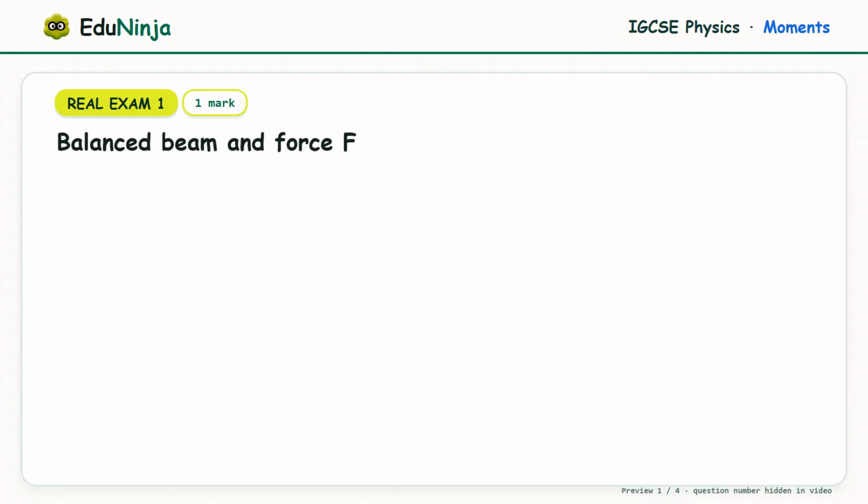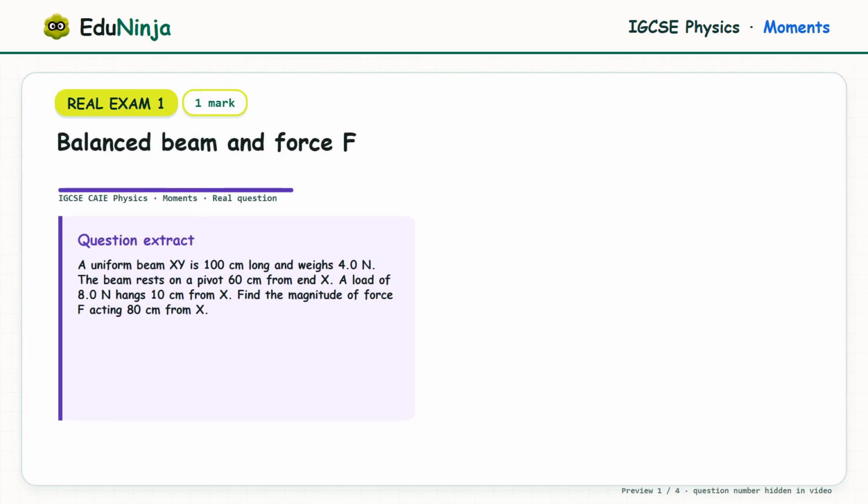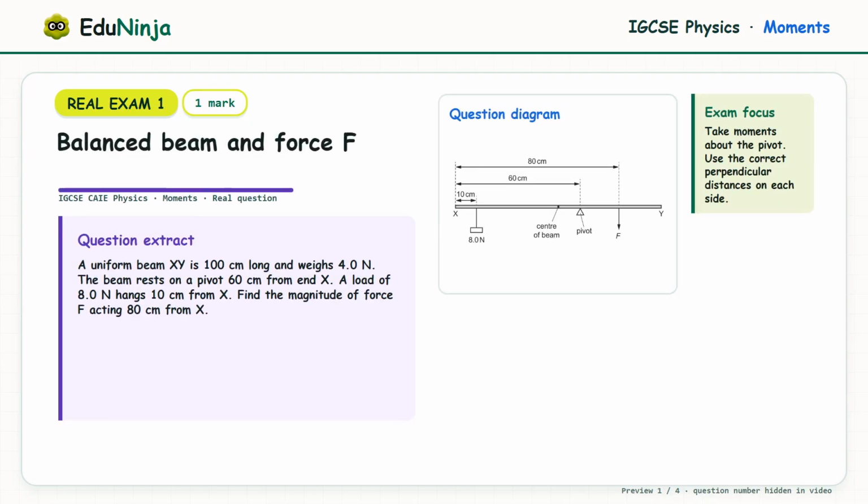Real exam 1. A uniform beam XY is 100 centimeters long and weighs 4 newtons. The beam rests on a pivot 60 centimeters from end X. An 8 Newton load hangs 10 centimeters from X, and force F acts at 80 centimeters. Pause and choose your answer.